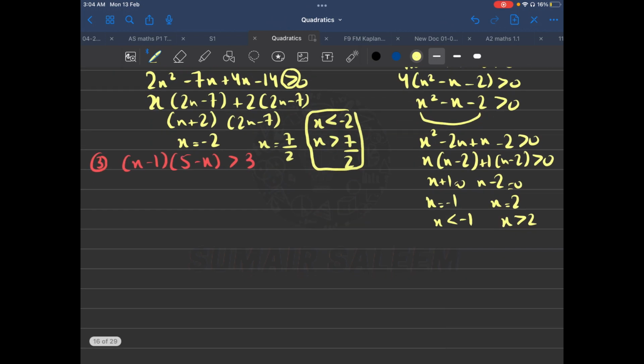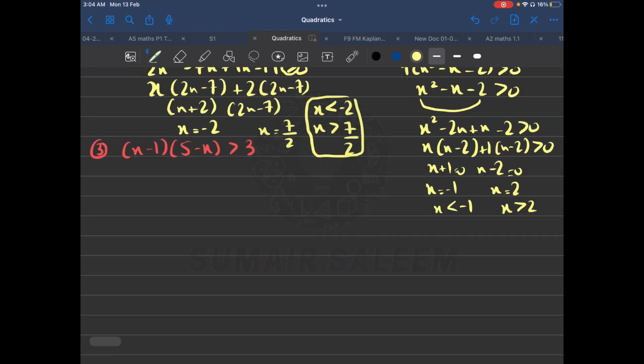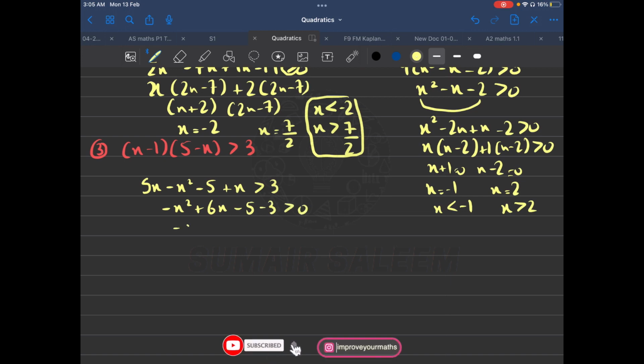Let's do one more example and then I'm going to teach you the actual concept, also why we are learning this. Okay, now the question is this: x into 5 becomes 5x, x into x becomes minus x squared, then minus 5 plus x greater than 3. Now minus x squared plus 6x minus 5 minus 3, that becomes minus x squared plus 6x minus 8 greater than 0. Now the problem is that x squared can't be negative.